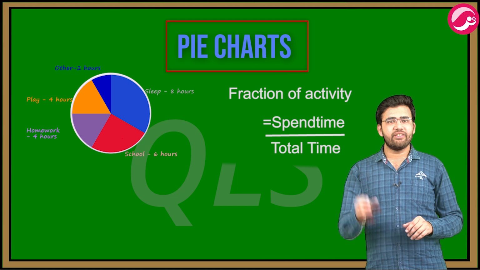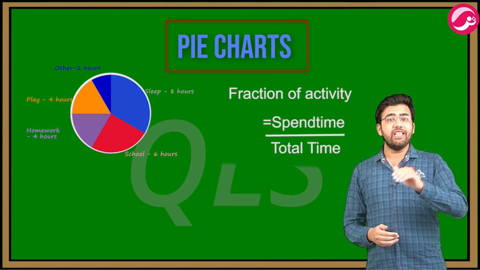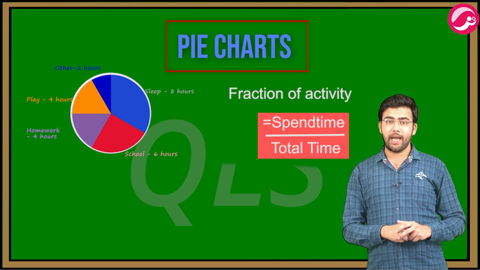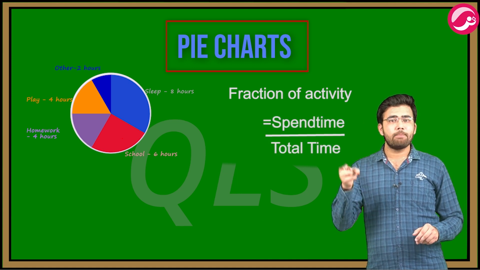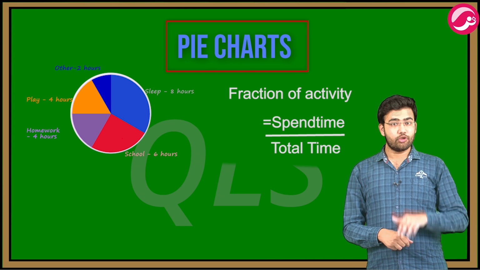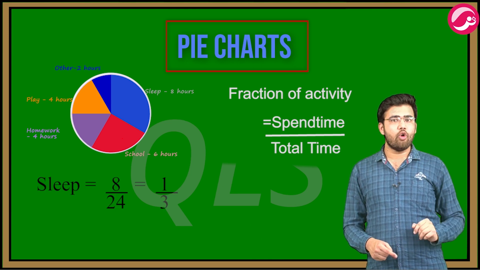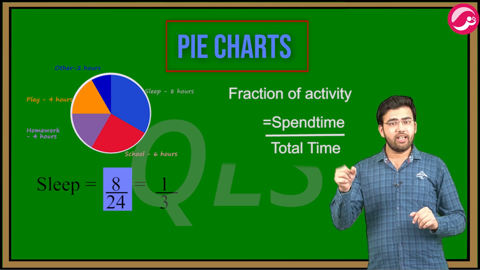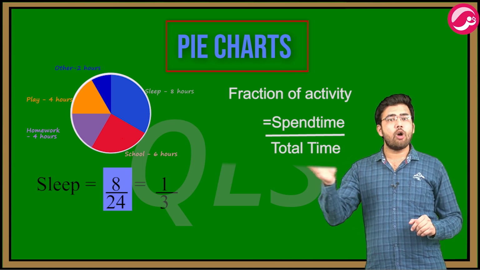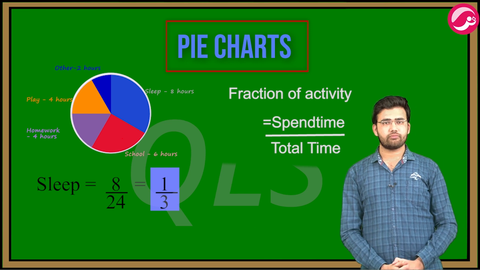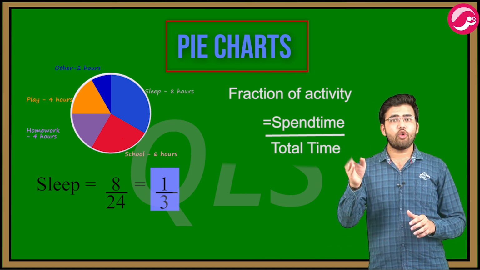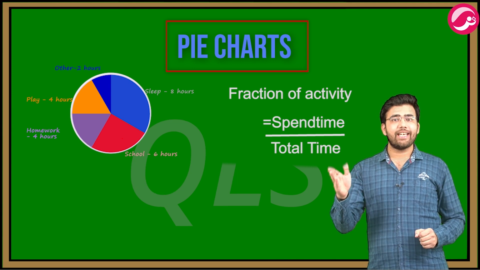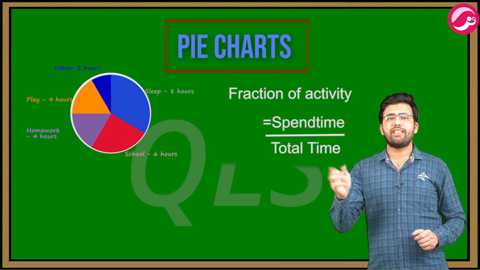For finding out the fraction for each activity, we need to divide the time spent in a particular activity by the total time spent. Let us say the time spent in sleeping is 8 hours. So, we will divide 8 by 24, as the sum of total time is 24 hours. On dividing 8 by 24, the fraction comes out to be 1 by 3. Similarly, the fraction for school will be 1 by 4. This is how you can calculate the fraction for the rest of the activities.